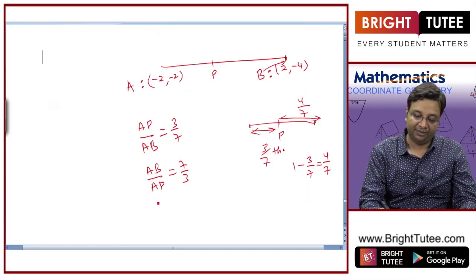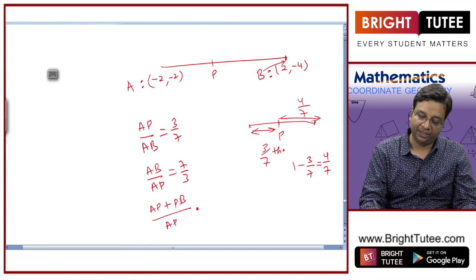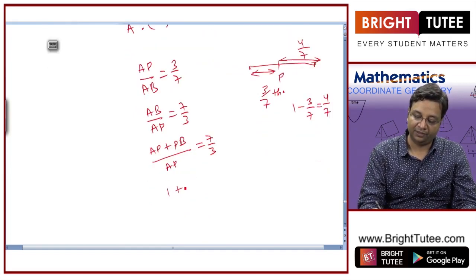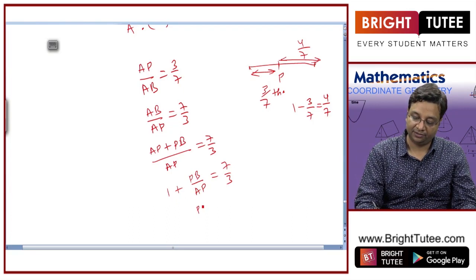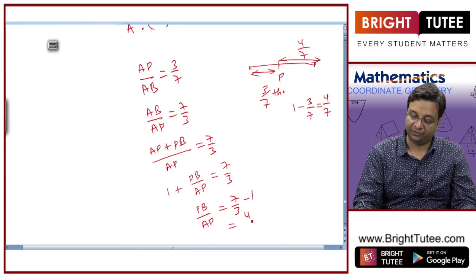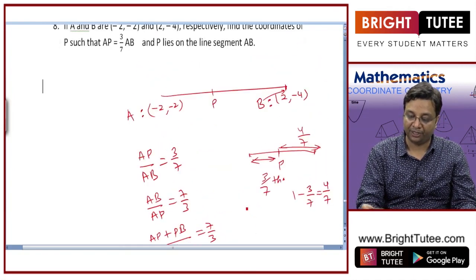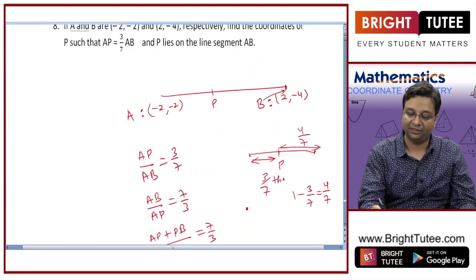What is AB? AB is nothing but AP plus PB, by AP. It is equal to 7 by 3. Now if you separate these terms, this will be AP by AP, 1, plus PB by AP. It is equal to 7 by 3, right? So now if I take this PB by AP, it is 7 by 3 minus 1. So it will give me (7 minus 3)/3, 4 divided by 3, right? So PB is to AP is 4:3. So AP is to PB is 3:4.